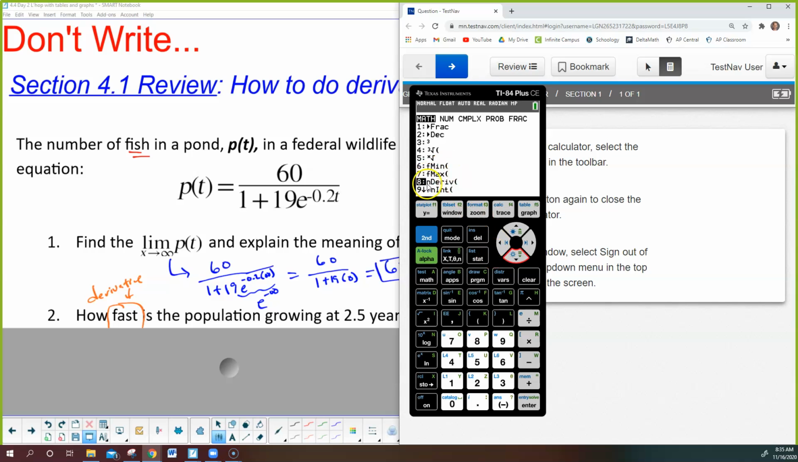Okay, option 8 says n-deriv. That means a derivative out of a value. So it's going to find the numerical derivative, and it only finds the answer at a point. This won't just take a derivative and give you the equation. It only gives you the answer. But select option 8. And now here's where it differs.